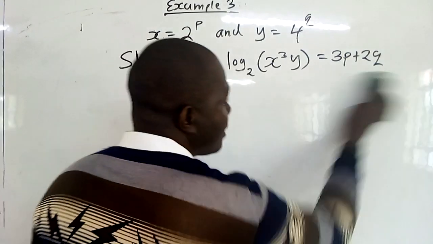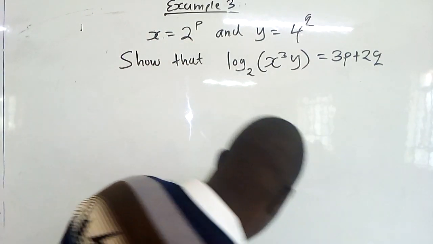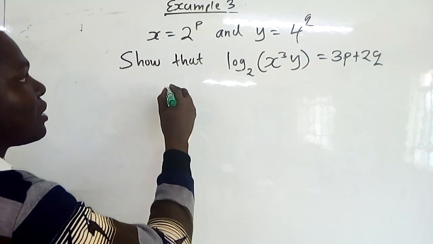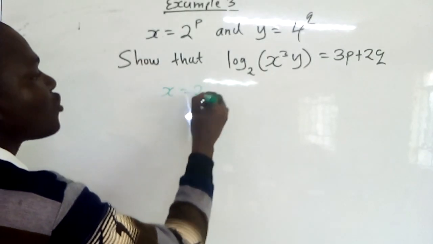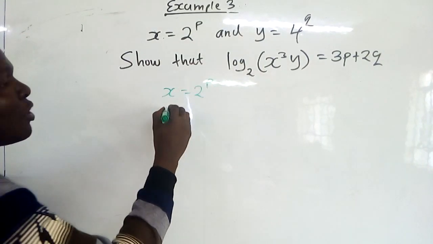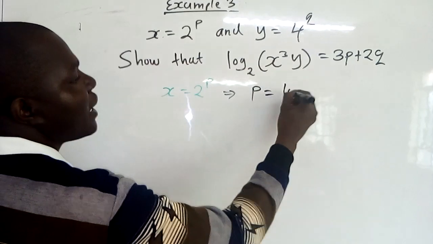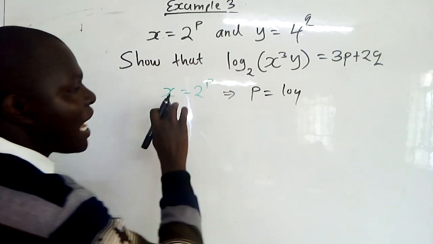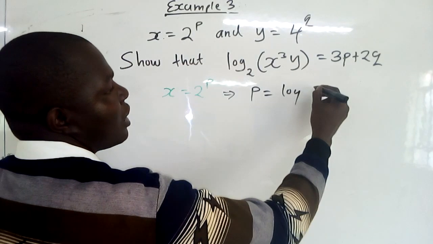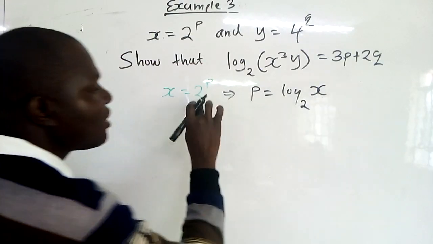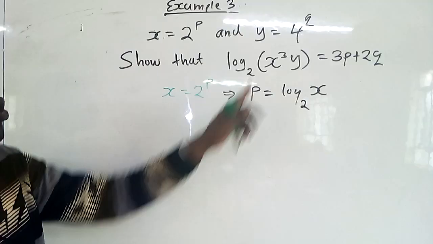So in the end, what have you found? You found that x is equal to 2 raised to power p, p is the index, this implies that p is the logarithm of the corresponding number, which is x to base 2. Then you go to the next one.